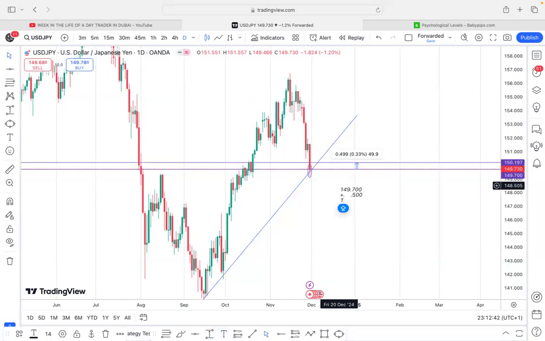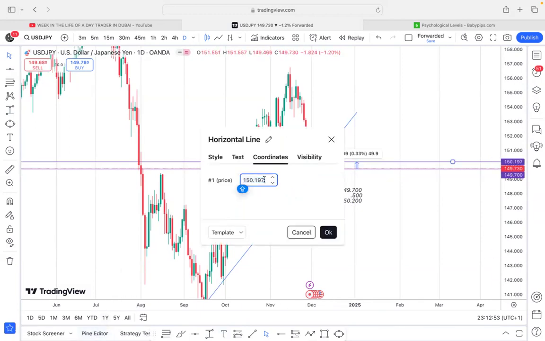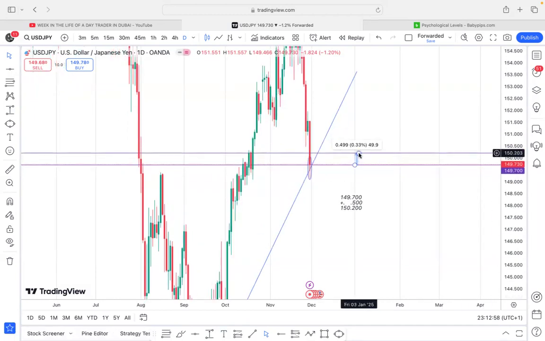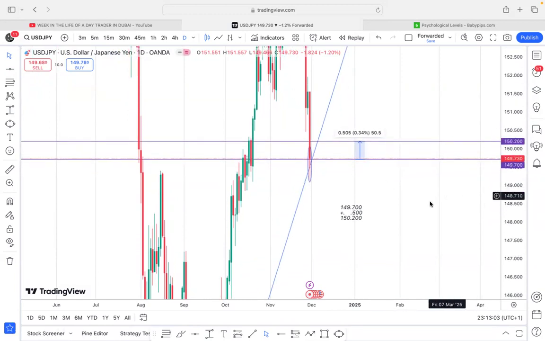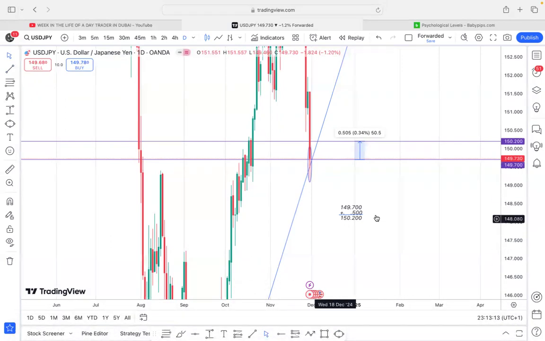150.200, as if we had 50 pips from that current price level. Now, let's plot it. Now that's going to be our new level. Do you understand? That's going to be our new level, as if you're using your pip calculation to figure out how to plot your psychological level. Do you understand? Are you guys following me?